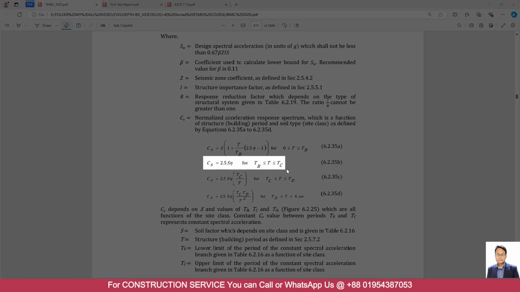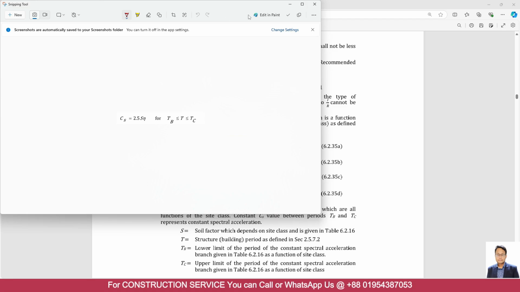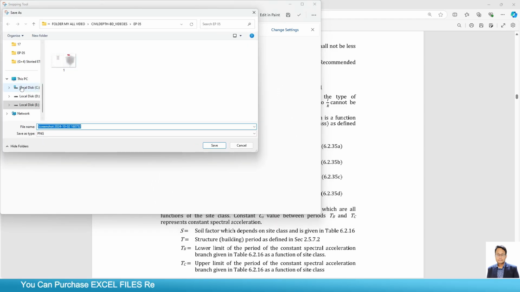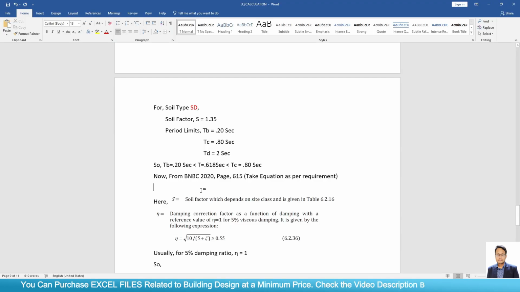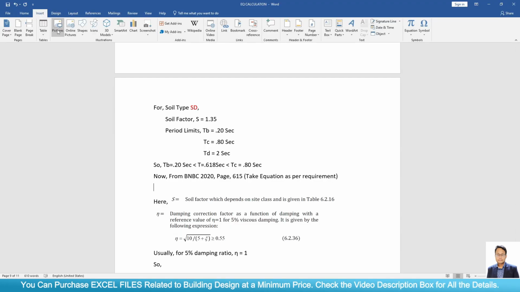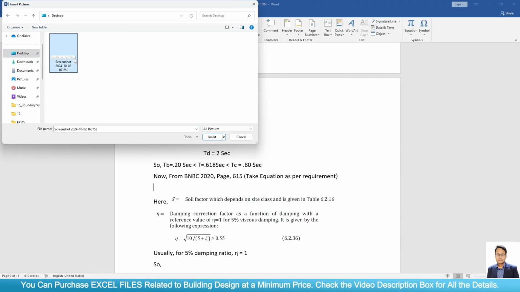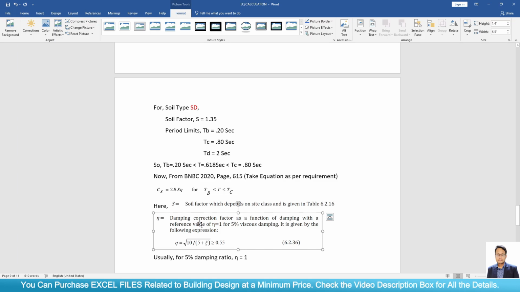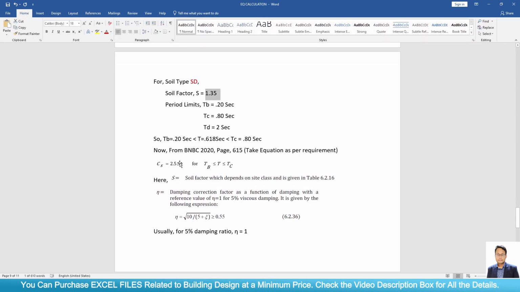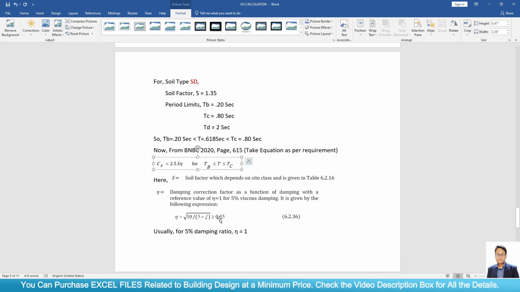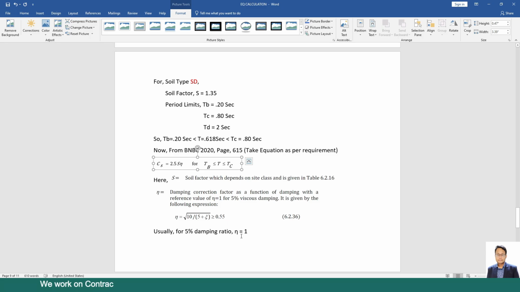Take a snapshot from here. We can save this in desktop. Now we can insert in our Word file. So this is the formula here. As value we already know 1.35, but eta. But for eta we have a recommended value. For 5% damping ratio, the value of eta should be 1.